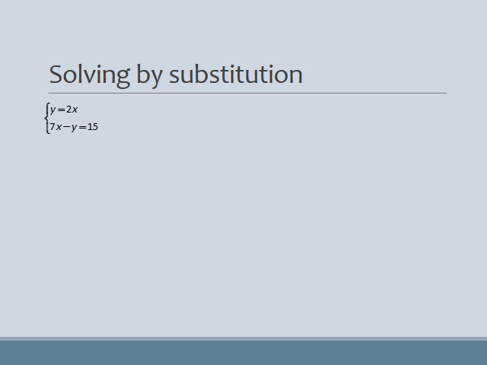So what I'm going to do is, because I've got my first equation already solved for y, I'm going to substitute 2x in for y in the second equation, so that I'm going to get 7x minus 2x equals 15. And then you guys know how to solve that. We've been doing this since the beginning of the year. 7x minus 2x is 5x. We get 5x equals 15. If I divide by 5, x will be 3.